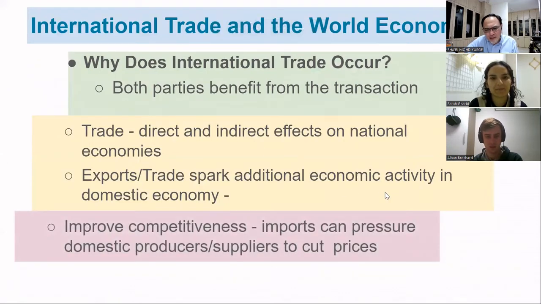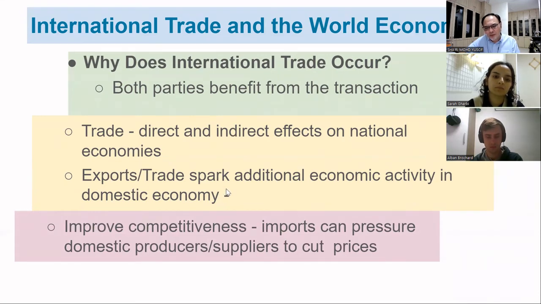And it sparks additional economic activity in the domestic economy, and of course improves competitiveness, in that imports can pressure domestic producers to cut prices. If not, the local producers will keep on raising the prices. There is no competition, so there should be some fair amount of competition.